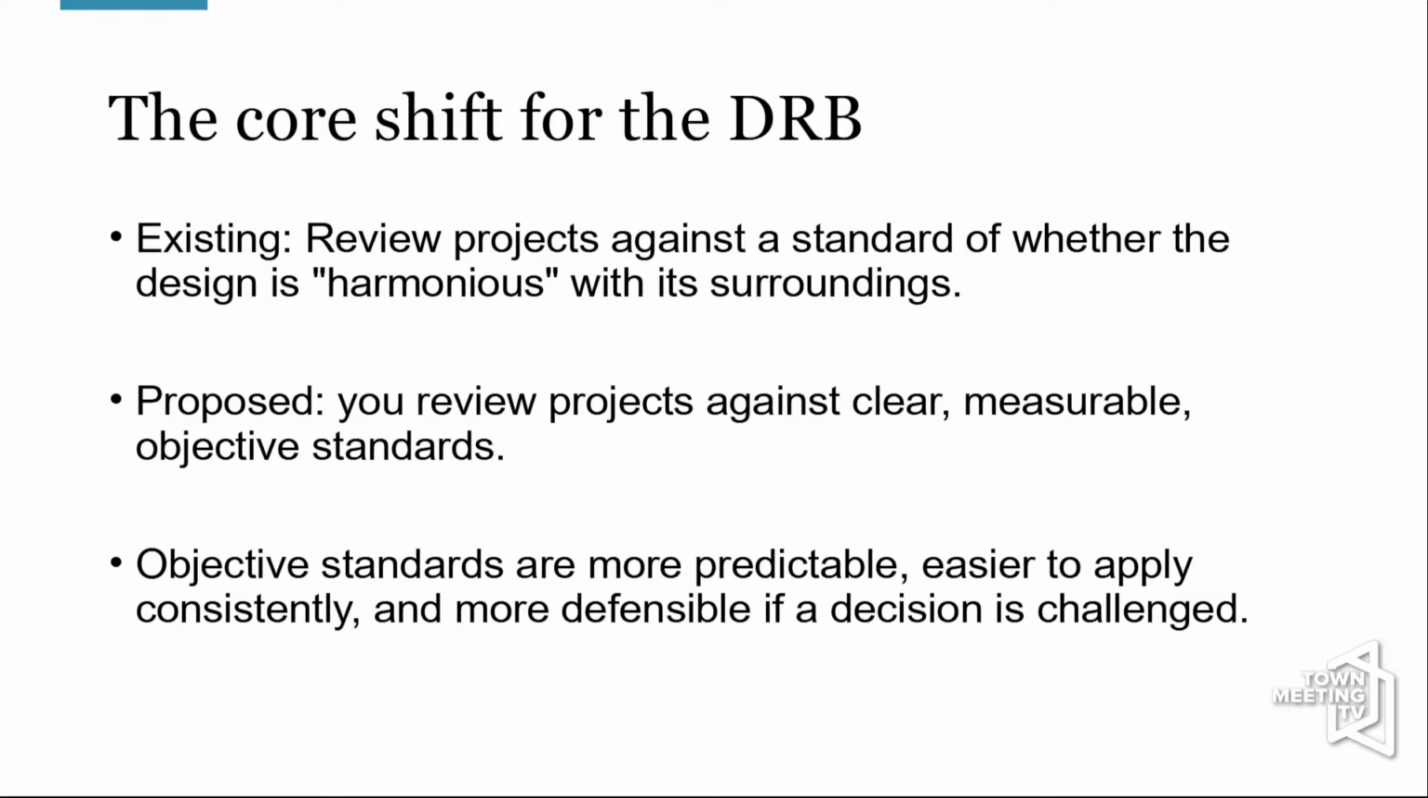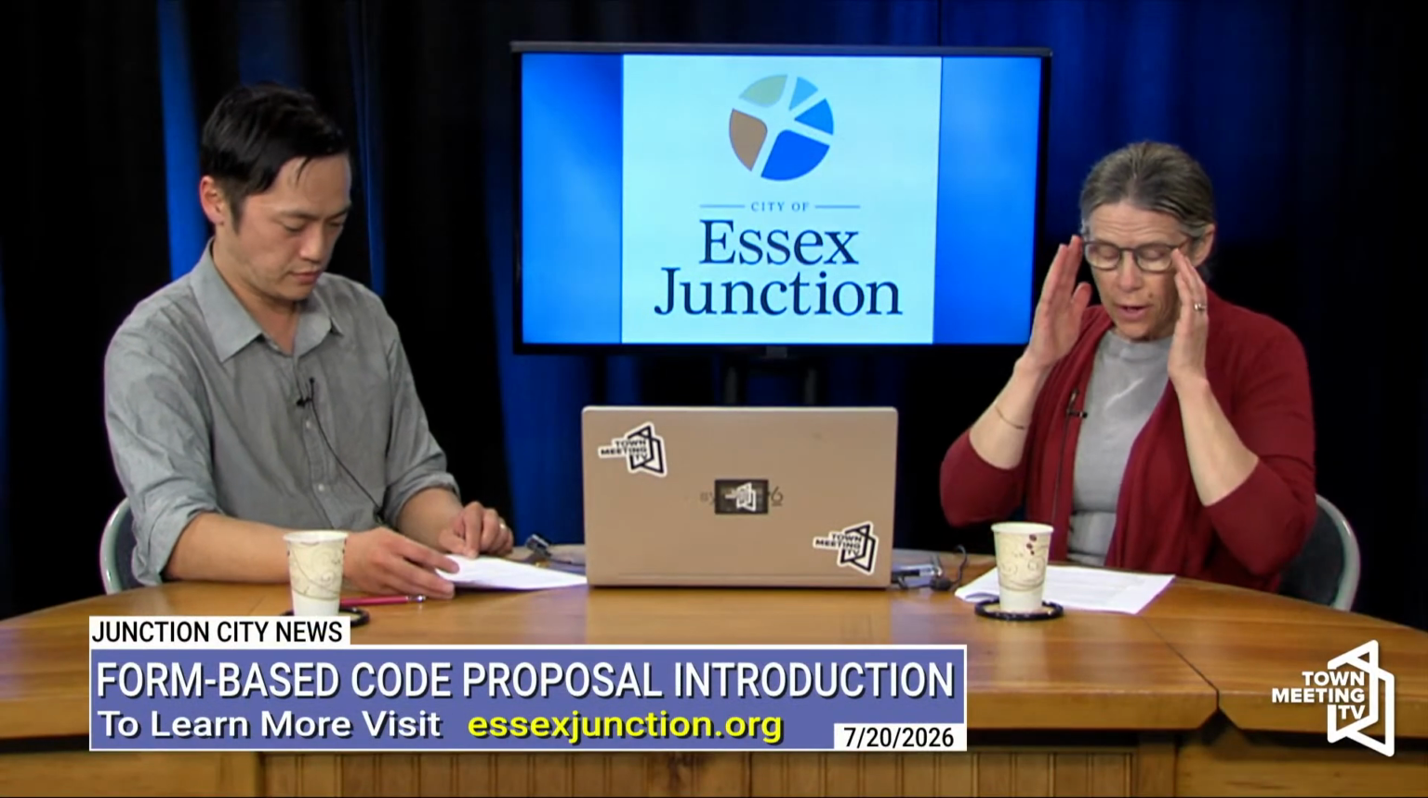Great. You have talked about form-based a little bit already. Can you talk a little bit more about what that actually means and what these standards cover? Sure thing. Conventional zoning mostly regulates use, what activity is allowed on what property. But a form-based code focuses more on the physical form and shape of buildings and how they line the street, how tall a building is, where it sits on the lot, how it meets the sidewalk, and what's happening at the street level.